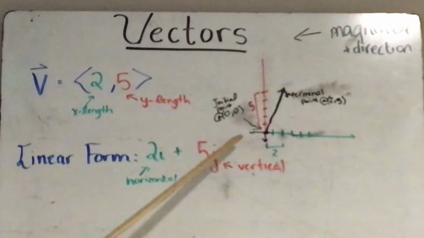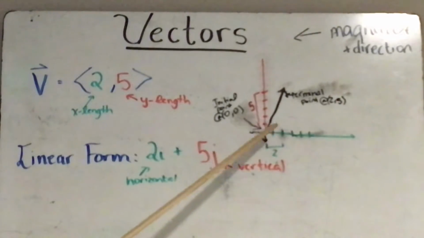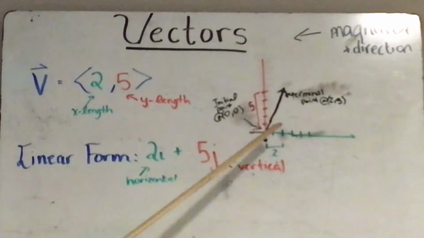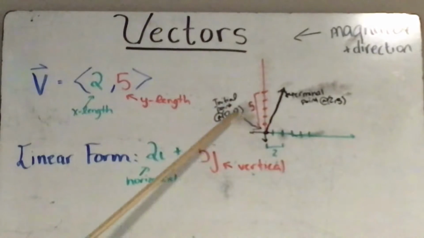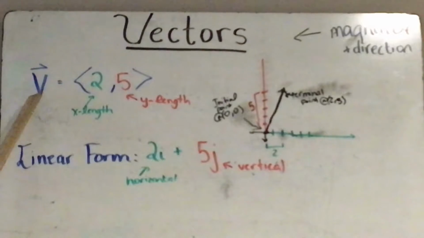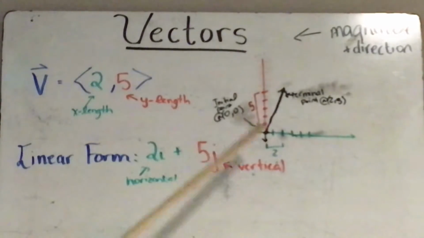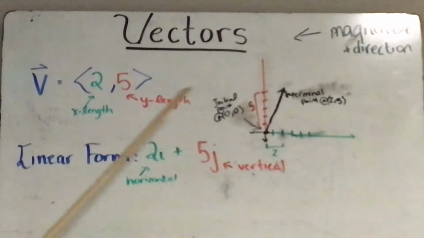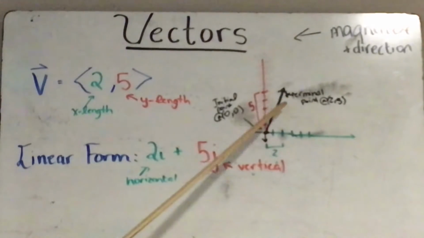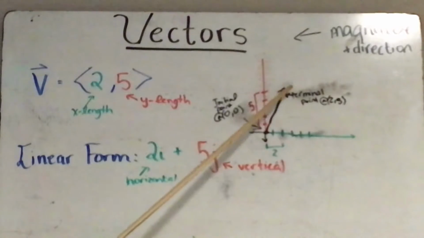So what would that mean on a graph? If we have a regular standard graph here, first of all, we have to find our initial point, which we have set at (0, 0), the origin. So our initial point is right here. Using our vector form, the x length needs to be 2: 1, 2. And then our y length needs to be 5, so up 5: 1, 2, 3, 4, 5. And then we mark a dot here.